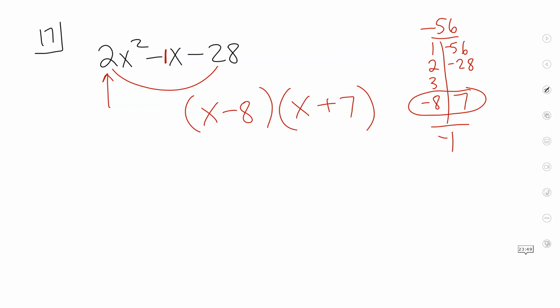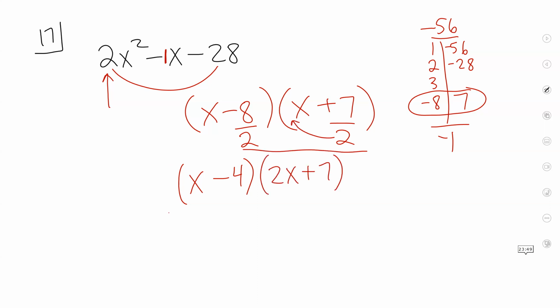Okay? So in the beginning, we multiplied 2 times -28. Now I'm going to divide by my a value, which was 2. And you need to simplify first. So does this simplify, 8 over 2? Yep, -4. So that's one of them. Is this simplified? 7 over 2, that's not simplified? It is simplified. So once it's simplified, we can go ahead and put the 2 in the front. So this will be 2x plus 7.